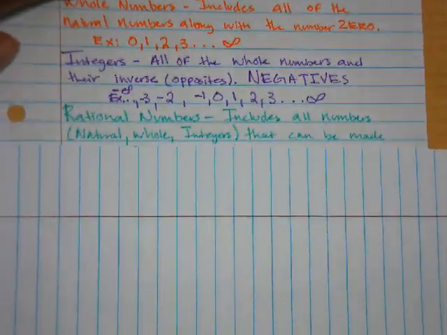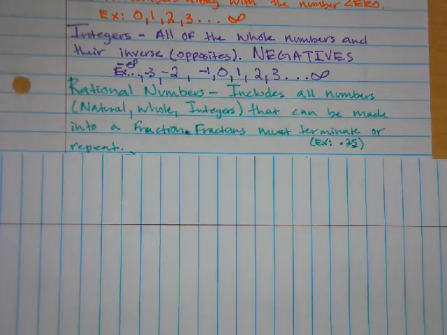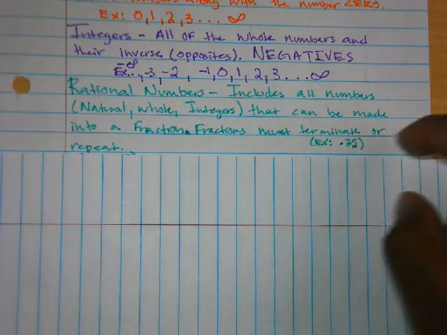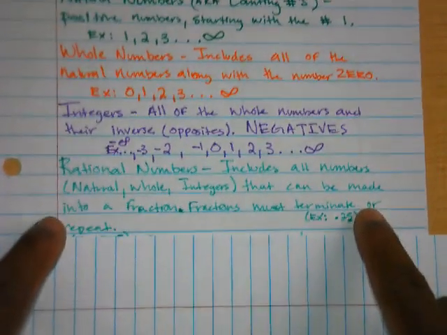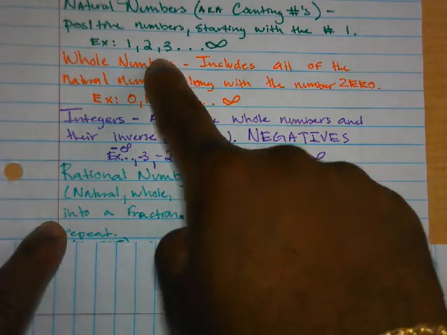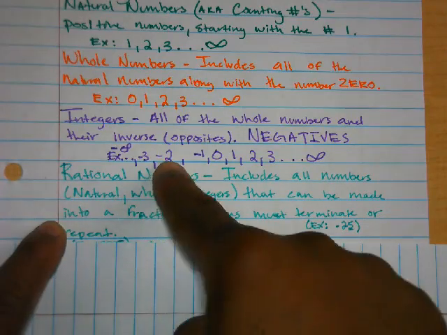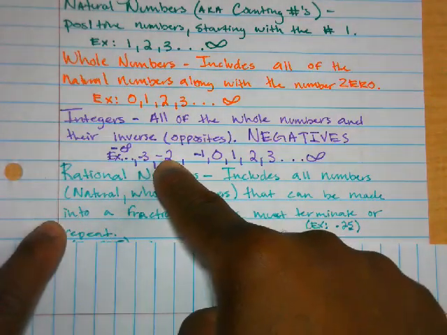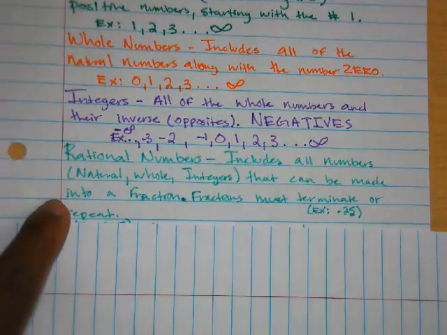Next we have rational numbers. Rational numbers include all numbers: natural, whole, and integers. It includes all those numbers that can be made into a fraction. So we have to think, can I make the number 1 into a fraction? Yeah, I can just put it over 1. I can make 2 into a fraction, 2 over 1. Or if you look at the negative numbers, I can make negative 2 over 1. That's still a fraction, right? So any number that can be made into a fraction is a rational number.